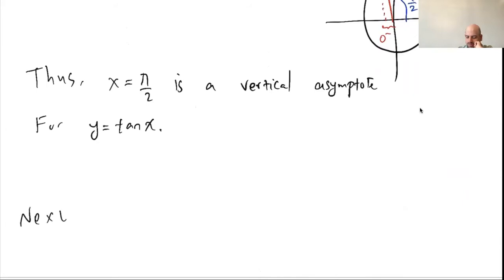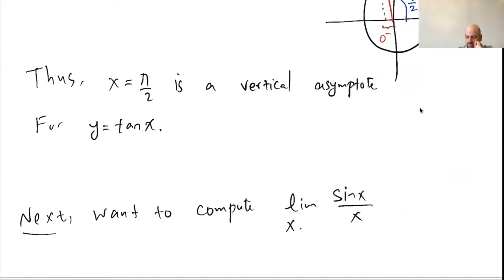Now, next, we want to compute the limit of sine x over x as x approaches 0. This is a very famous limit, maybe the most famous trigonometric limit in calculus. I'm sure many of you have seen this maybe in high school, and you know that the answer is 1. So let's see how we can show that the answer is 1.